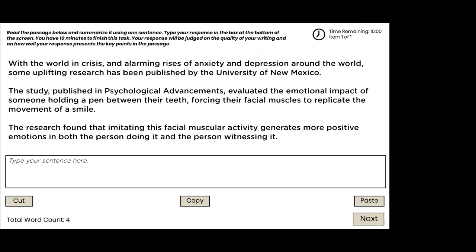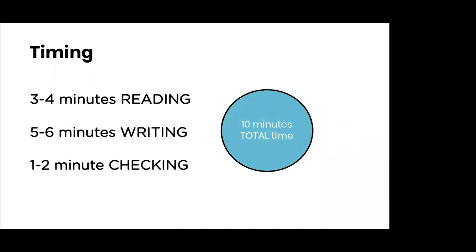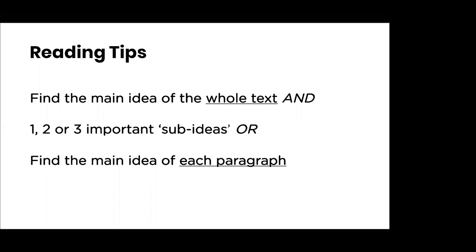And so how you're going to divide up your 10 minutes is like this. You're going to read for about 3 or 4 minutes so you fully understand what the text is about. You're going to spend about 5 or 6 minutes writing and rewriting your sentence. Then you're going to spend 1 or 2 minutes checking your sentence just to make sure it's perfect.